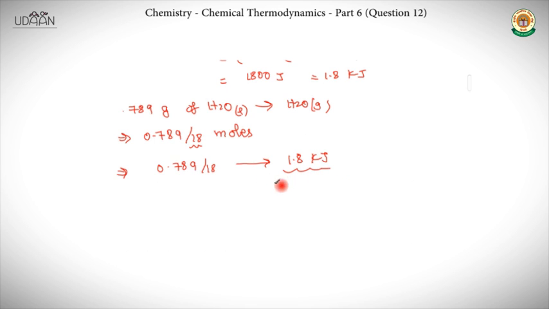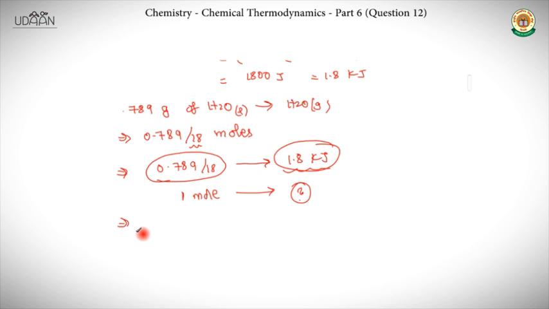We are using 1.8 kilojoules and we are converting 0.789 by 18 moles into vapor form. For converting 1 mole, how much heat do we require? Divide 1.8 kilojoules by 0.789 by 18. Here we get delta Hm, that is the molar heat required. That one we get as 40.6 kilojoules per mole. See, this is kilojoules per 0.789 grams and this is per 1 mole, per 18 grams.